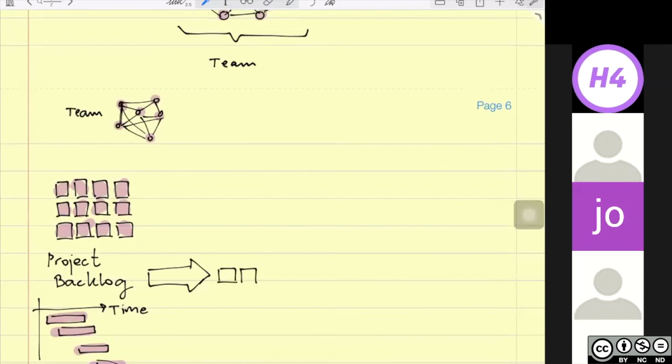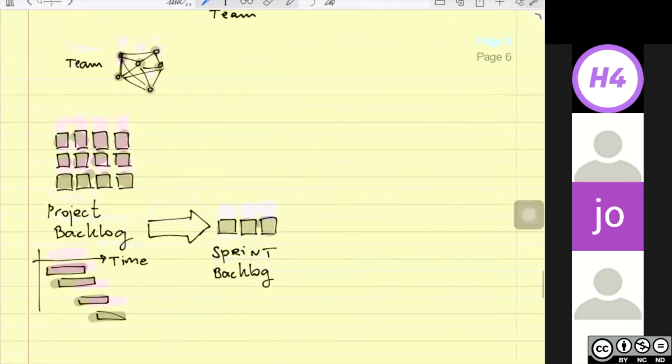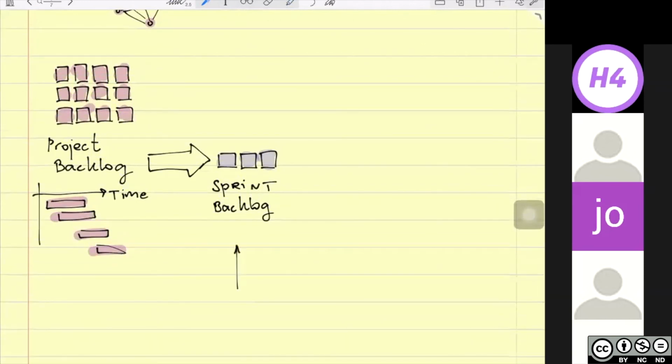sprint backlog. Okay, sprint backlog. I'm going to paint it in a different color. Sprint backlog. These are the activities that are bottlenecks. Let me paint it differently so that you have a better idea.